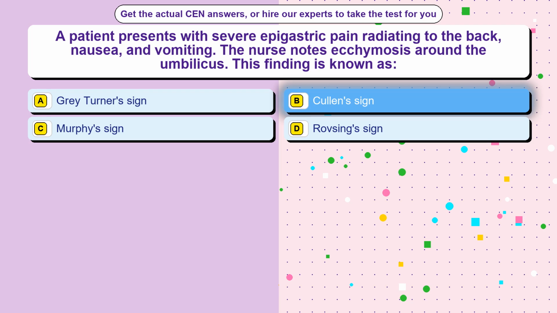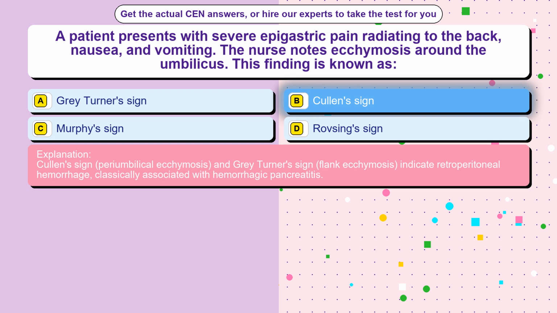The correct answer is option B. Cullen's sign, peri-umbilical ecchymosis, and Gray-Turner's sign, flank ecchymosis, indicate retroperitoneal hemorrhage, classically associated with hemorrhagic pancreatitis.